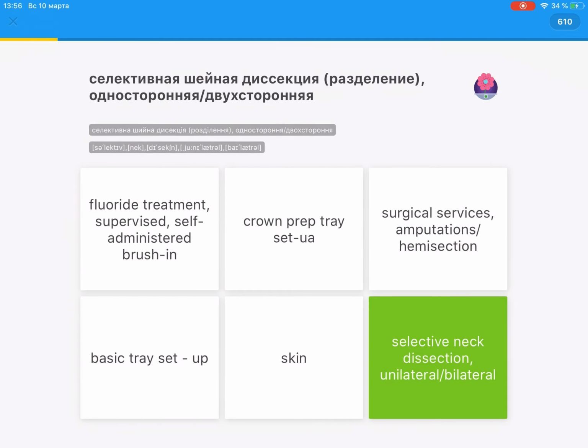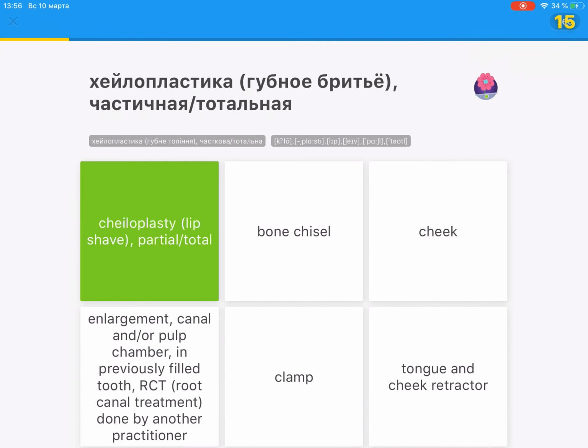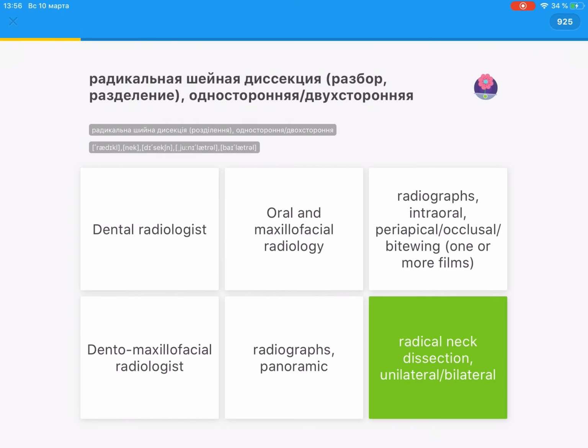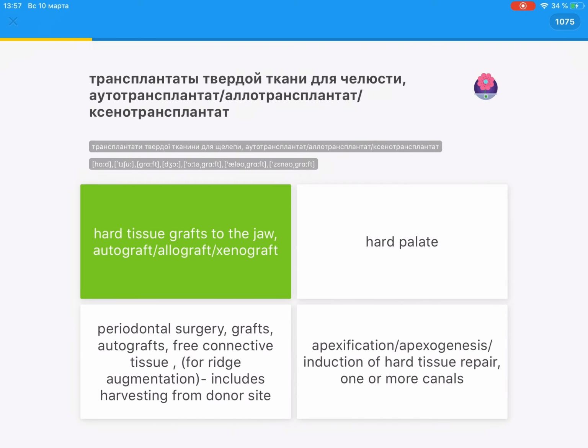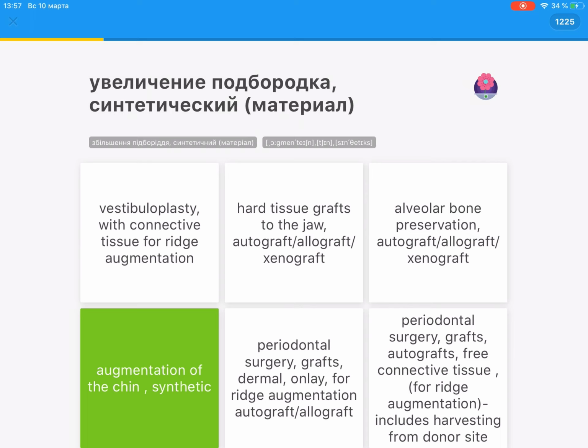Selective neck dissection, unilateral, bilateral. Cheiloplasty, lip shave, partial, total. Radical neck dissection, unilateral, bilateral. Hard tissue grafts to the jaw: autograft, allograft, xenograft. Augmentation of the chin, synthetic.